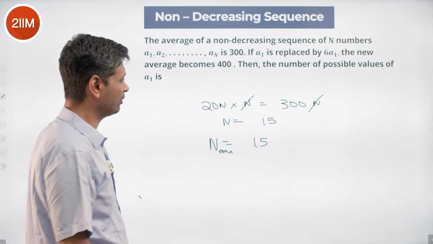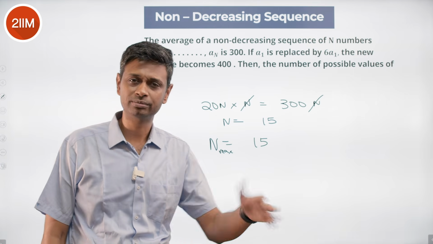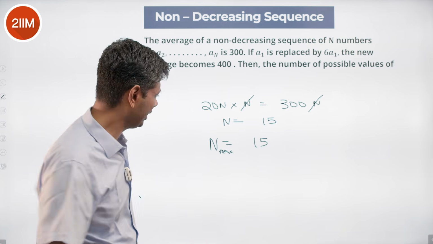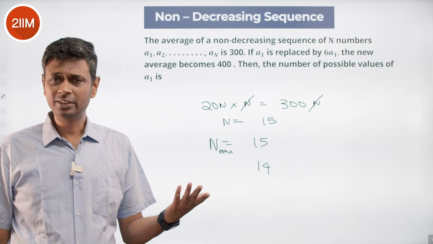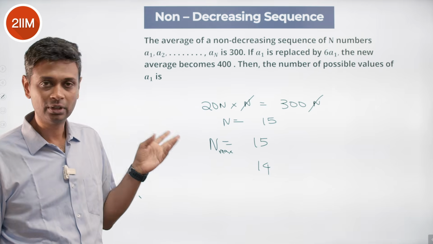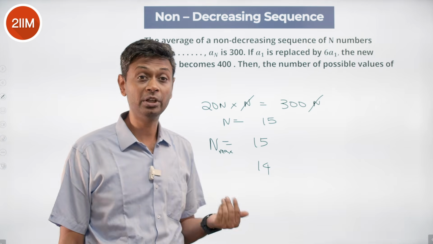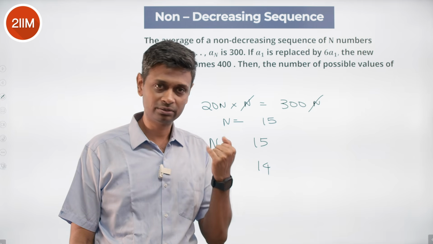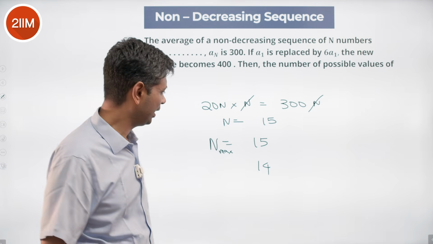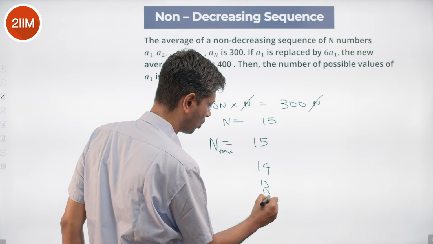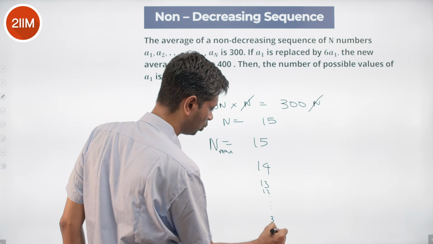N is 15, we can find A1. A1 is 20 into n. We can find that. Can n be 14? Yeah, n can be 14. A1 would be 280, 14 into 20, 280. Adding the first 14 terms, the average would be 300. Sum would be 300 into 14. We can find different combinations, it will work. N can be 14, 13, 12, all the way till 3, 2, 1.